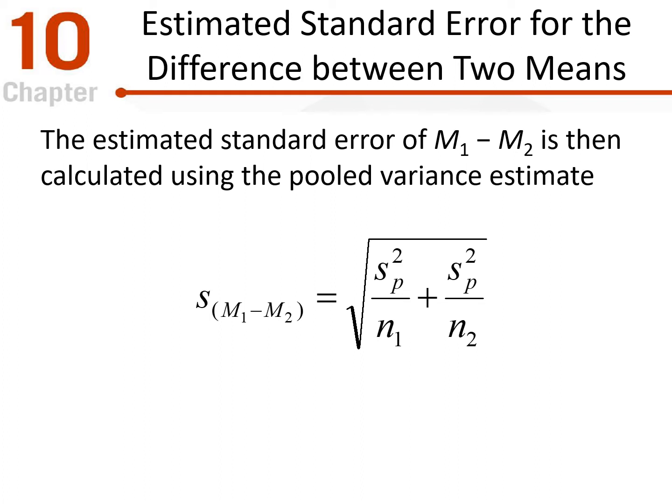It's equal to the square root of the pooled variance divided by n1, the sample size of group 1, plus the pooled variance divided by the sample size of group 2. So all you do is once you find the pooled variance that you did in the last slide, you plug it in, divide by the sample sizes, and take the square root, and that gives you the denominator. That gives you the standard error for your t-statistic. So it's not a very difficult calculation.